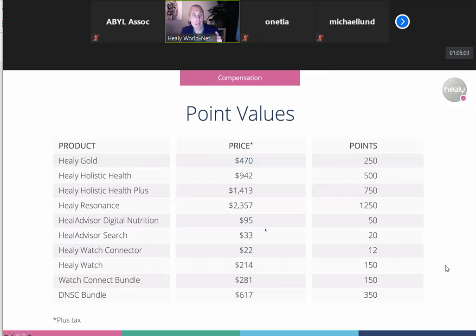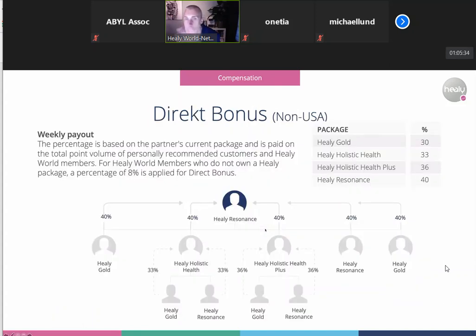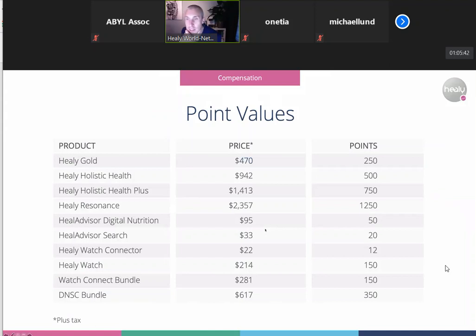So from a Healy worth €500, €250 goes back in the network, and we put it in points. So in the US, they can recalculate it to dollars, and in Japan, they can put it into yen. The Healy Resonance, worth 2,500 euro, 1,250 euro goes back in the network. Part is what you are getting for a direct sale, and part is what the rest of the team is getting. So not in the USA, but in the rest of the world, what kind of Healy you start with determines what kind of percentage you're getting of these points.